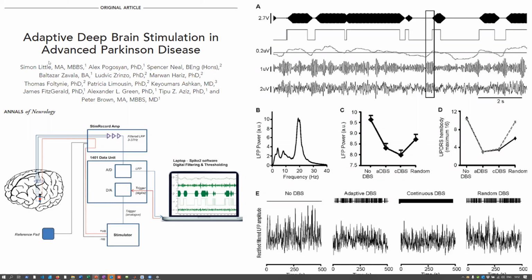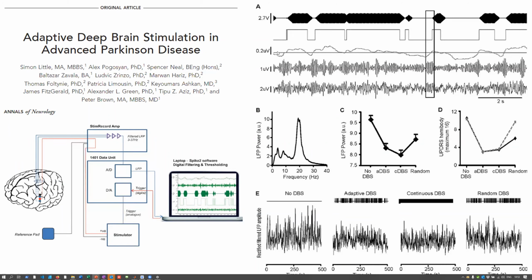And this is a major hallmark paper in adaptive deep brain stimulation in advanced Parkinson's disease, published by Peter Brown in 2013. And he described for the first time a device that records the activity, but is also capable of stimulating adapted by the electrophysiology that is recorded. And I have shown before that beta band activity was associated with Parkinson's disease.